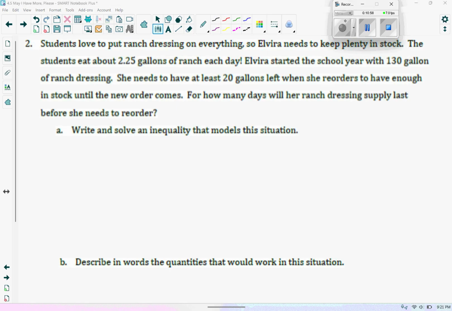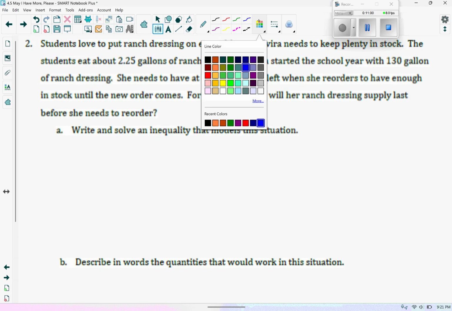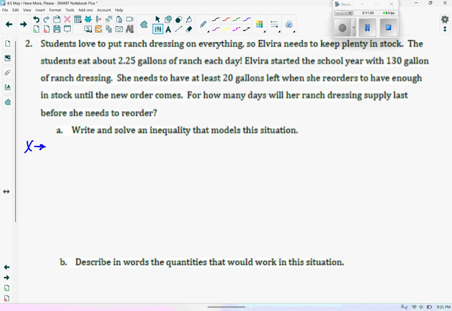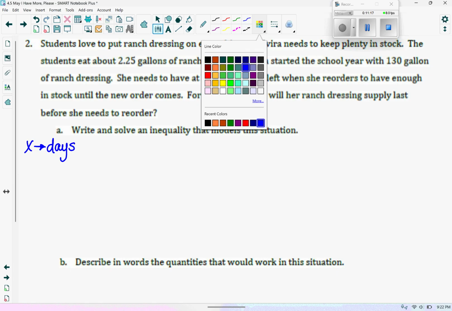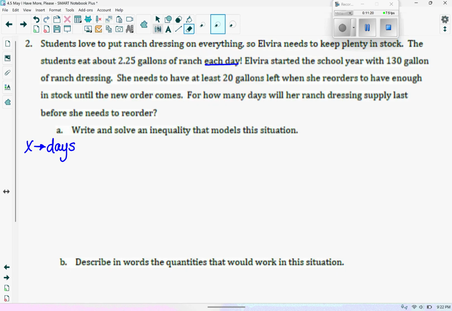All right. So we are going to let X represent number of days. All right. Because it says that the students eat 2.25 gallons of ranch each day. All right. There's our X. Now that we see that, we know what goes with our X is 2.25x. All right. She already had 130 gallons of ranch dressing at the beginning. So she started with that. So she was in the positive 130 already.